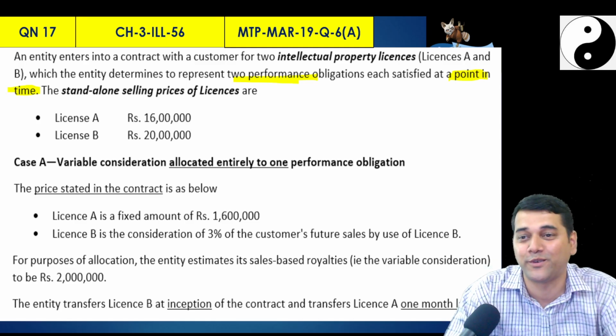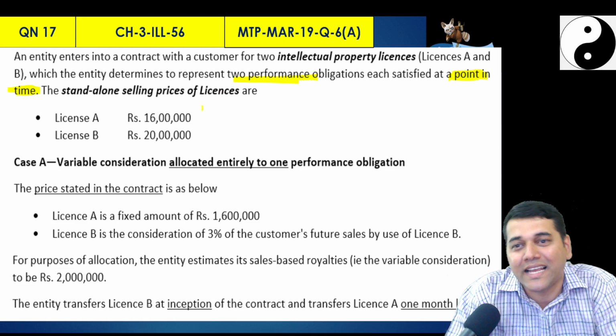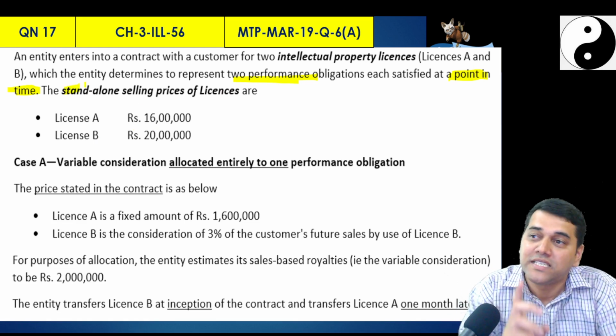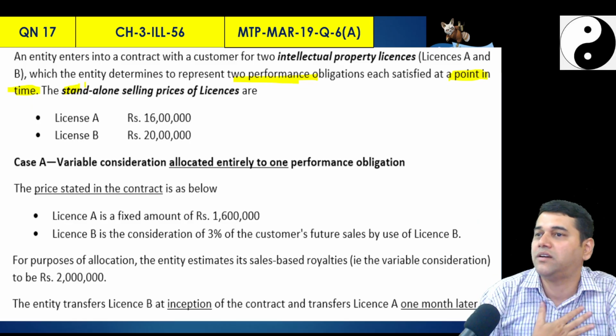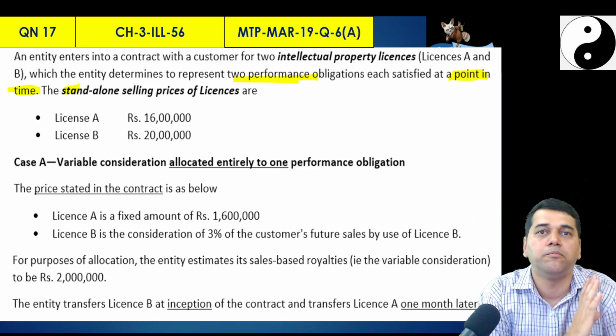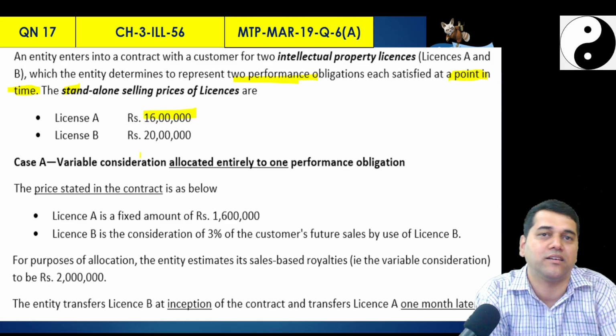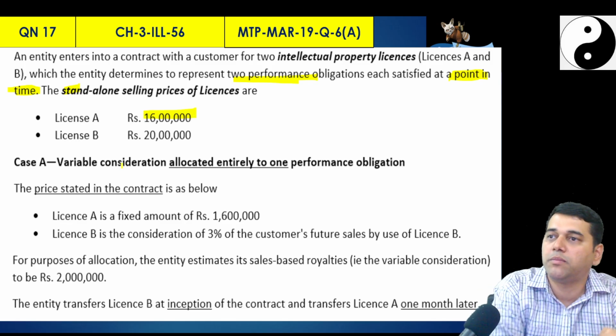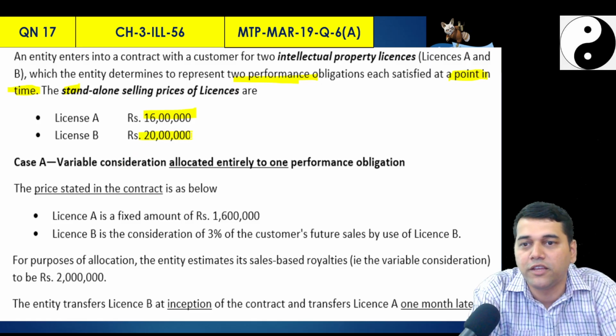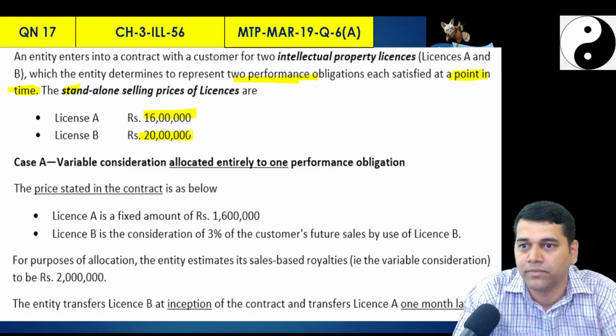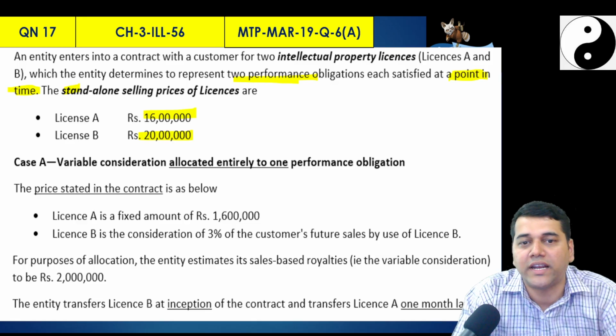You see the beauty of this question. The SSP of the licenses are given. SSP, that means standalone selling price. If somebody says, no sir, I am a very poor guy, give me only Bahubali part 1, I will give you 16 lakh. Somebody says, no sir, I don't want Bahubali 1, you give me only Bahubali 2, I will give you 20 lakhs. This is my SSP. Okay, now you enter into one contract with one party.